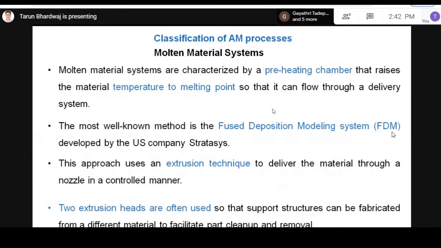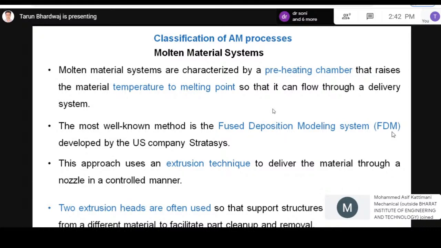When we talk about molten material systems, they are characterized by preheating chambers. That means we have some preheating chambers with a temperature that raises the material temperature to a melting point, so that it can flow through a delivery system. We just melt down the powder, and that melted part is solidified layer by layer.